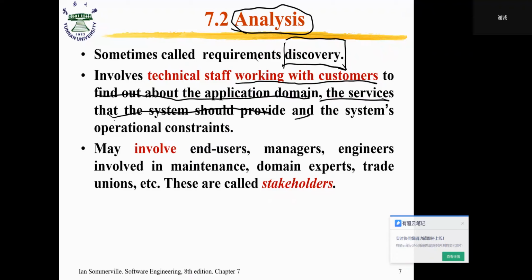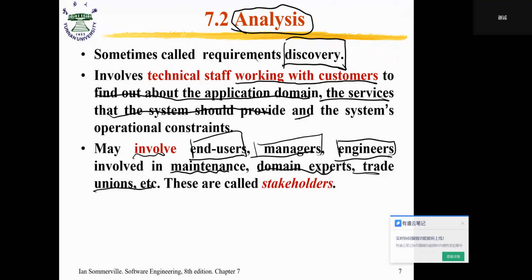The analysis may also involve end users. For the university system, end users are you and me, right? Managers, these are administrators of the university. Engineers, these are sent by the development team, involved in maintenance. Domain experts, trade unions, etc.